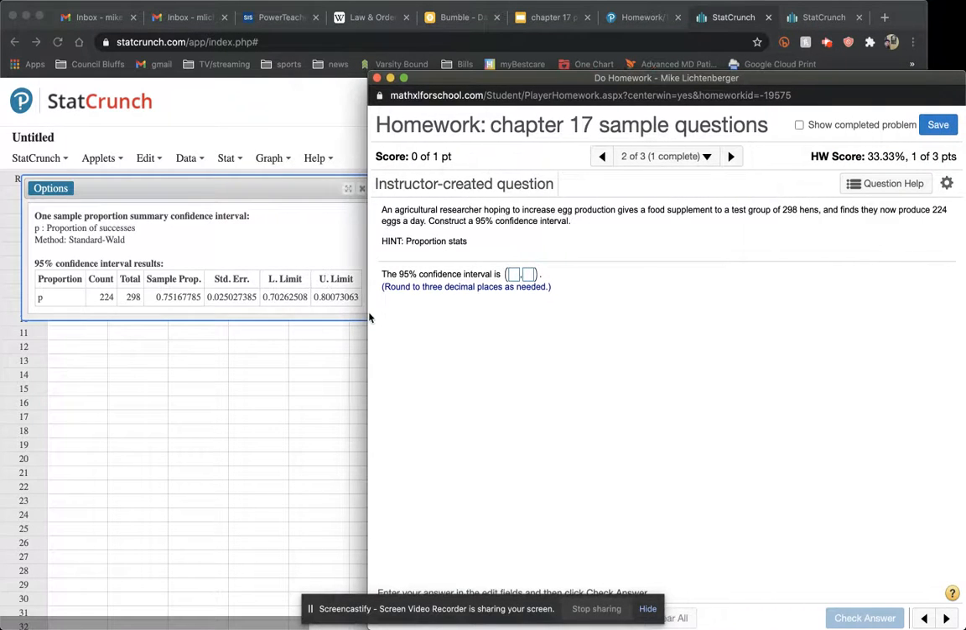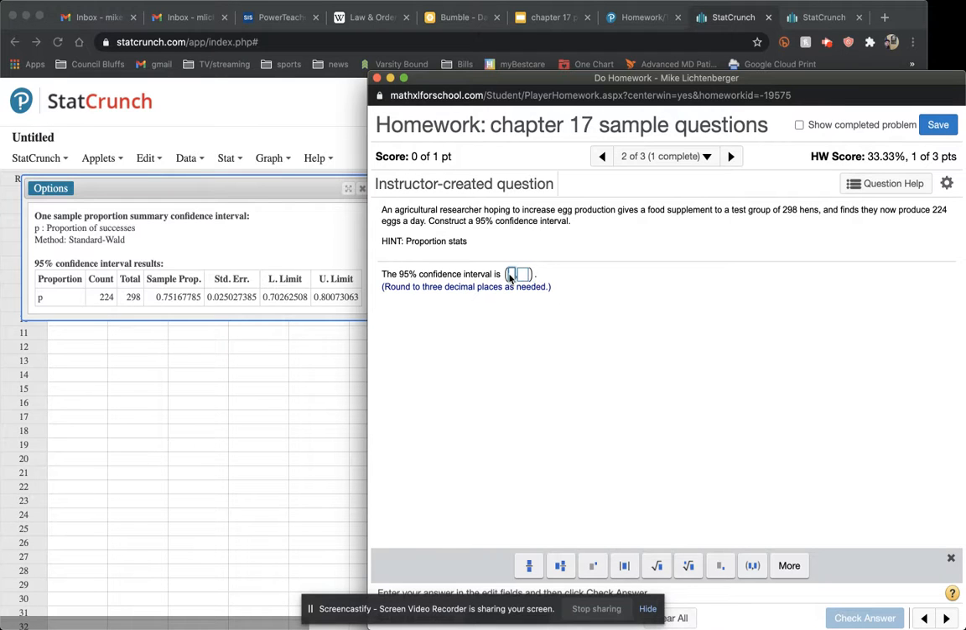So my lower limit rounded to 3 decimal places will be 0.703. And my upper limit rounded to 3 would be 0.801.